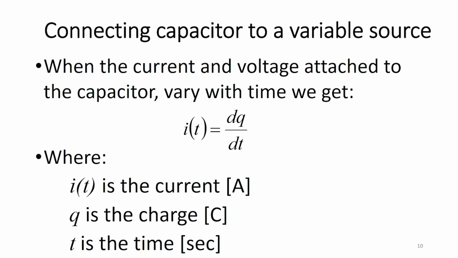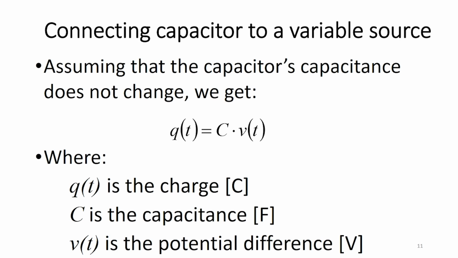When the current and voltage attached to the capacitor vary with time, we get i(t) = dq/dt, dq meaning a small difference of charge and dt a small difference in time duration, where i is the current in amperes, q is the charge in coulombs, and t is the time in seconds. Assuming that the capacitor's capacitance does not change, we get q(t) = C times v(t), where q(t) is the charge in coulombs, C is the capacitance in farads, and v(t) is the potential difference in volts.